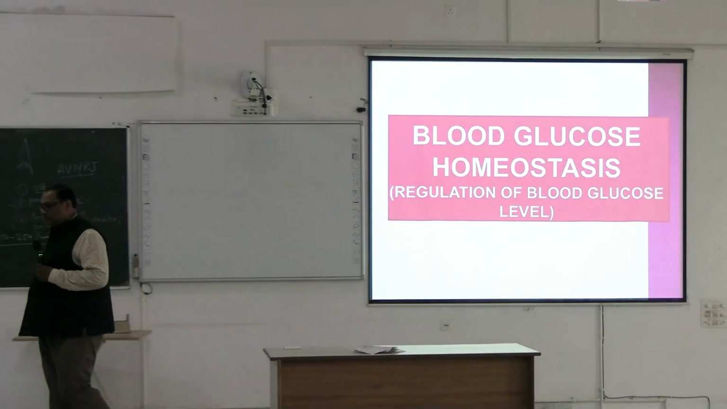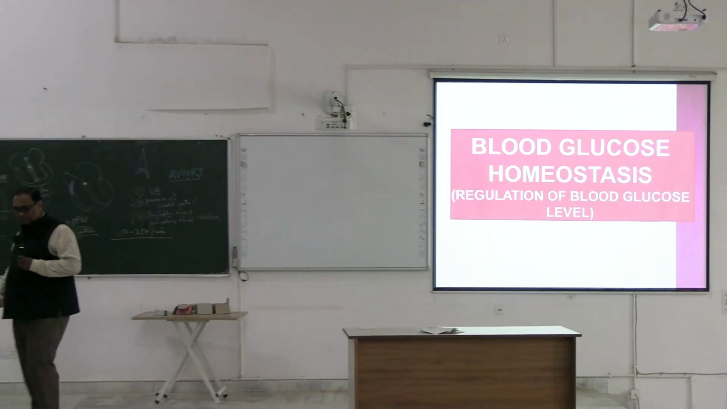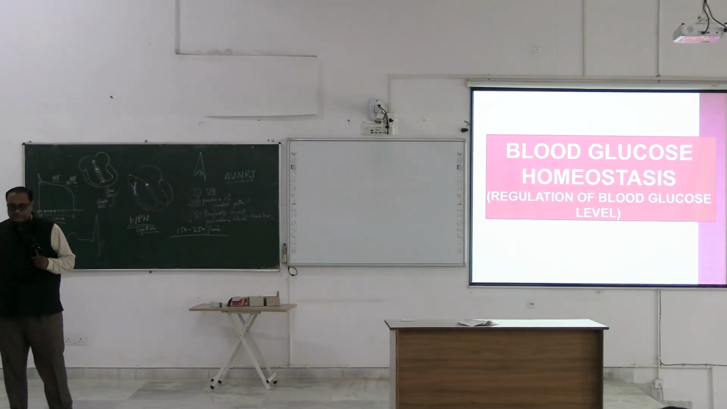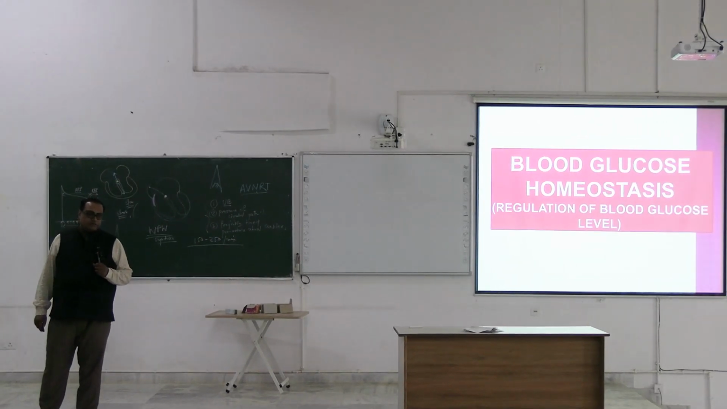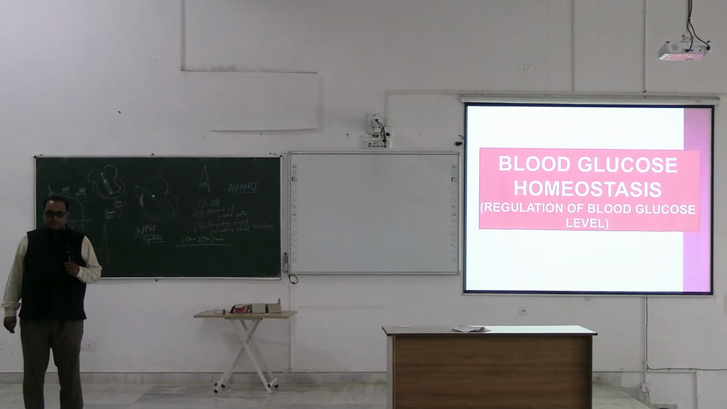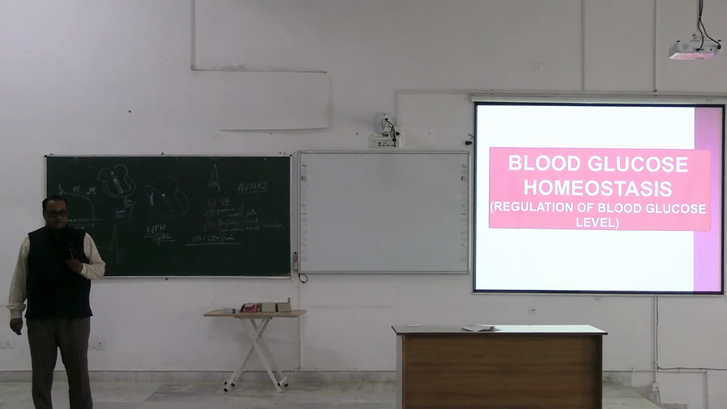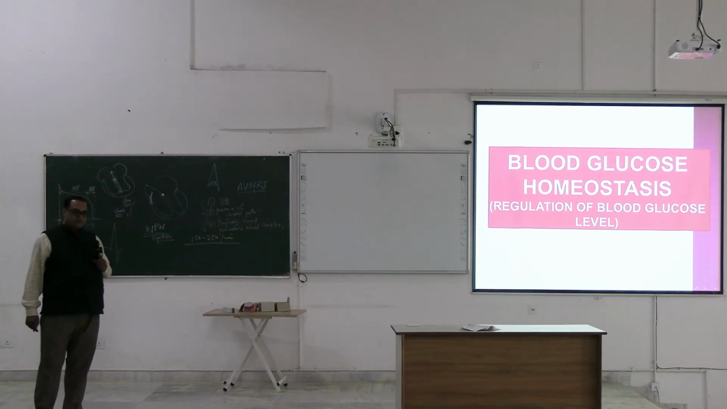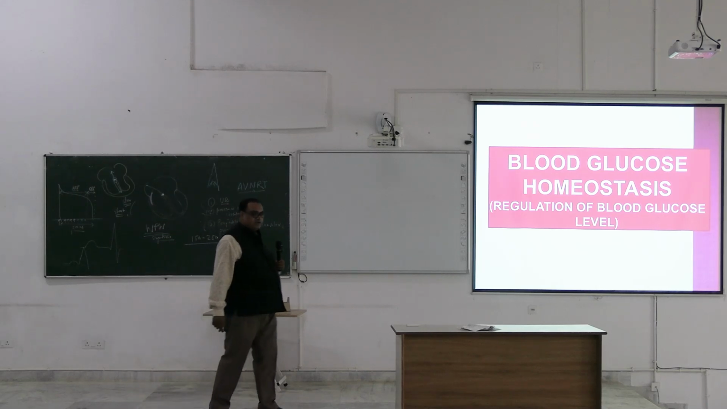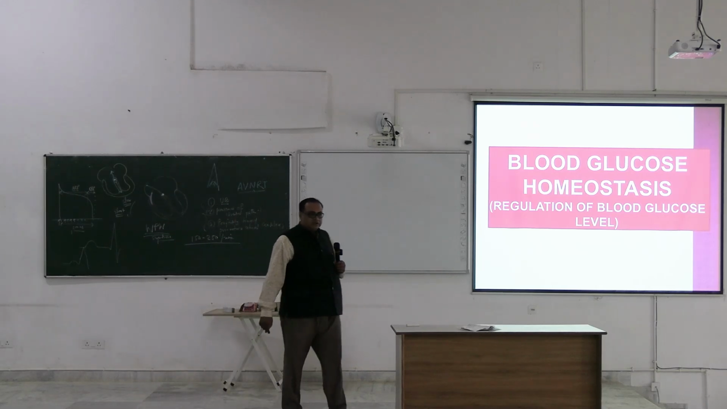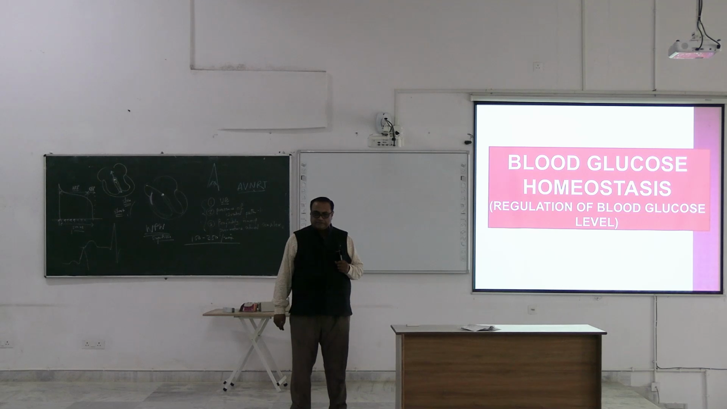This is the most important topic of this particular chapter. That is carbohydrate metabolism. The end goal of all carbohydrate metabolism in our body is to maintain blood glucose level. Blood glucose homeostasis means the process by which our blood glucose level is maintained within a safe range.